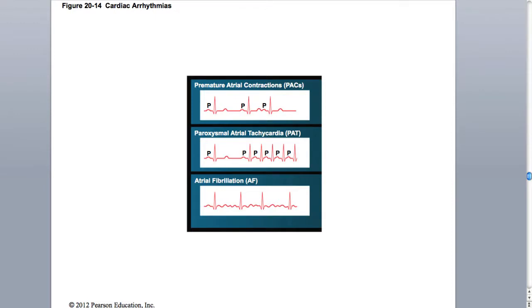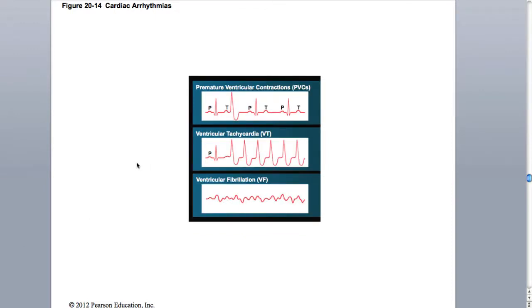Next slide. The bottom half of page 689 shows you premature ventricular contraction. Everything's fine there, but all of a sudden we lost a P and we just had a QRS. We had a premature bottom half of the heart contracting before its time. Here, ventricular tachycardia, all we see is the bottom pumping, pumping faster than the top.